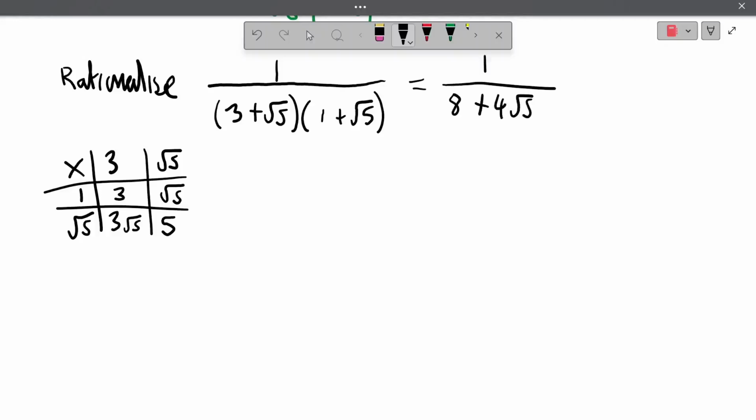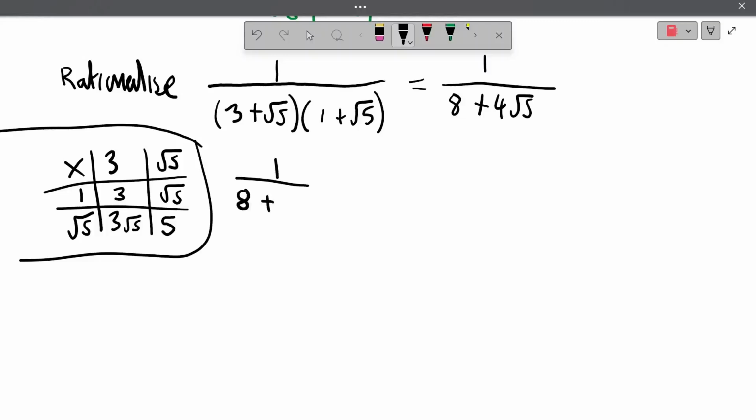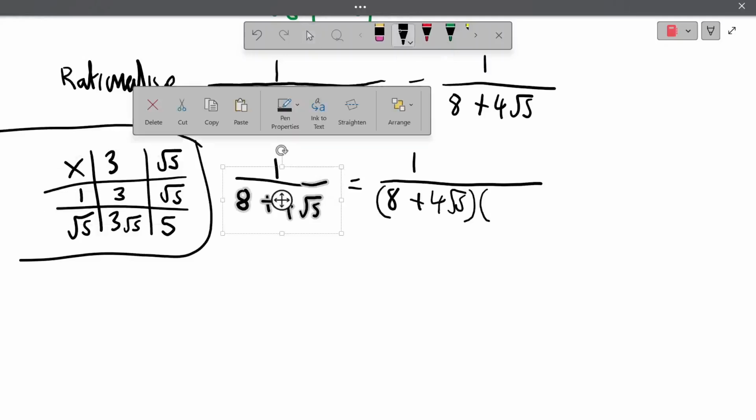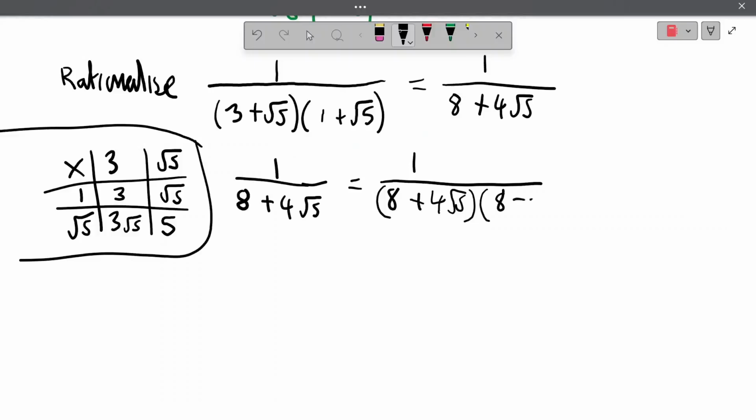And at the top we have 1. Then we just do what we did last time. So I'm going to put that back to the side. We have 1 over 8 plus 4 root 5, and then we have basically 1 over 8 plus 4 root 5. We multiply the bottom by the same, but with a negative in the middle: 8 minus 4 root 5. And then 8 minus 4 root 5 on the top.